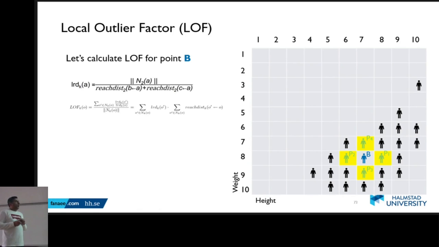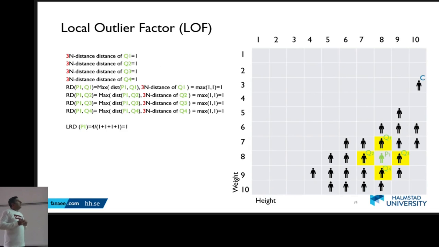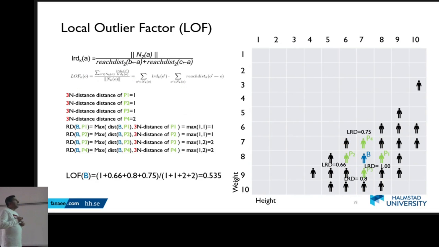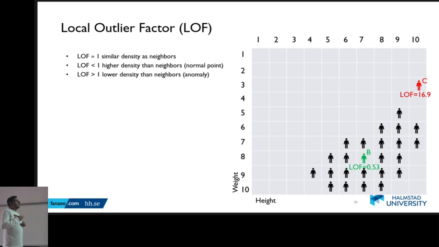Now let's do it for point B. We think that this is a normal instance. For point P1, the 3N distance of Q1 is 1, Q2 is 1, Q3 is 1, and Q4 is 1. And the distance of P1 to each of them is also 1. So it becomes 4 divided by 1 plus 1 plus 1 plus 1, equal to 1. Let's do it for the second point. This becomes 0.66. The third point becomes 0.8. It becomes 0.75. And with the same procedure, we obtain the LOF of B, 0.53, right?